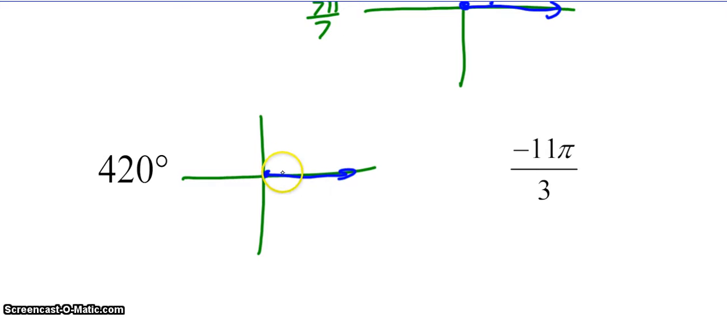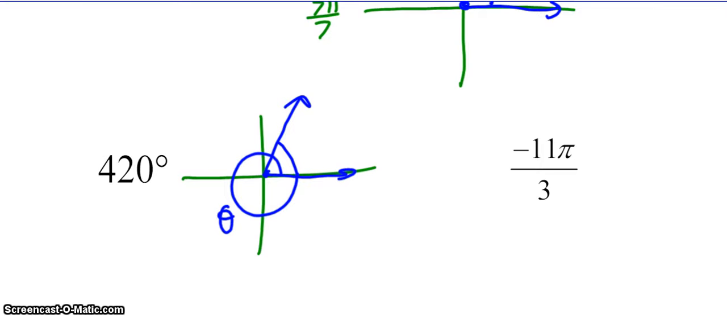So I know that that's going to go around the circle once. That's 360. So how much more do I have to go? Well, 360 plus 60 is 420, or you could say 420 minus 360 is 60. So I know that the terminal side is going to be here. So this whole thing is my theta.